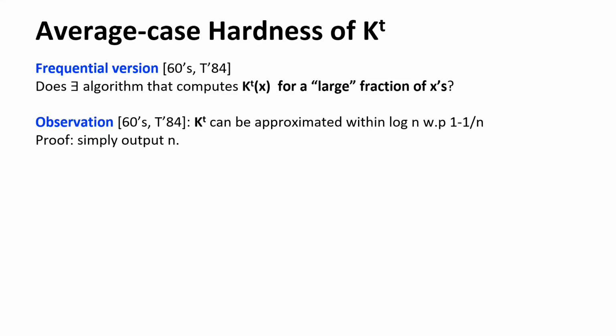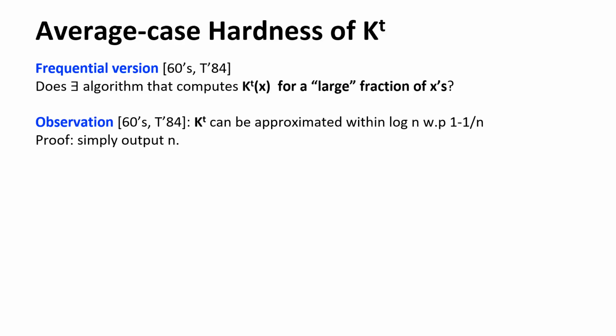And somewhat intriguingly, this problem was also studied in the 60s. They referred to it as a frequential version of the problem. So they ask, does there exist an algorithm that computes KT of x, just for a large fraction of x? So imagine that there are 2 to the n strings, n-bit strings, and can you get an algorithm that computes, say, 1/2 of them?